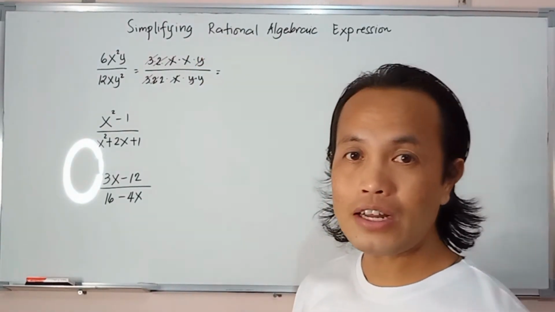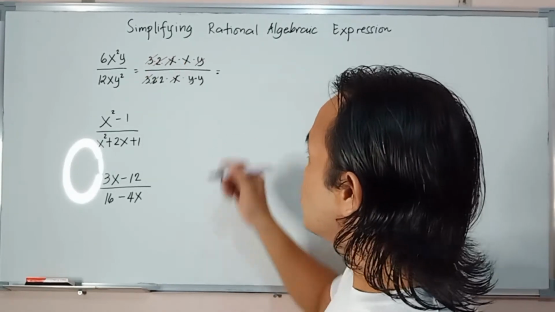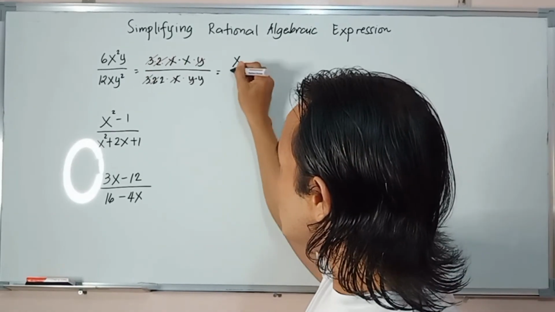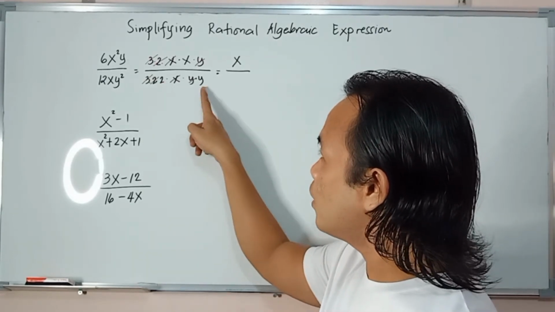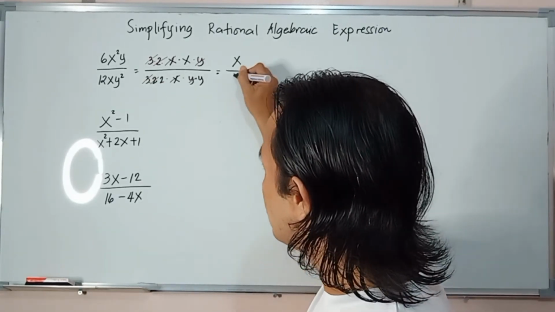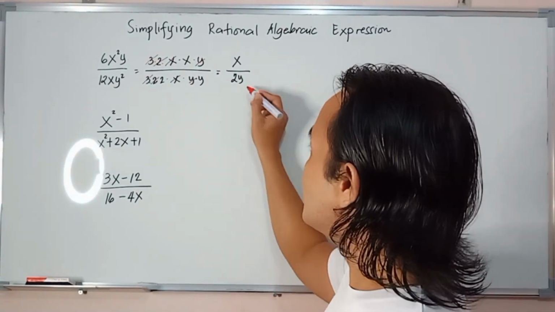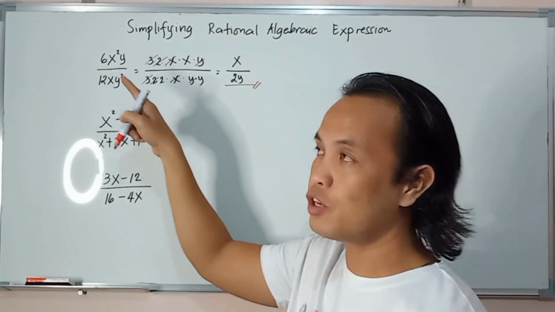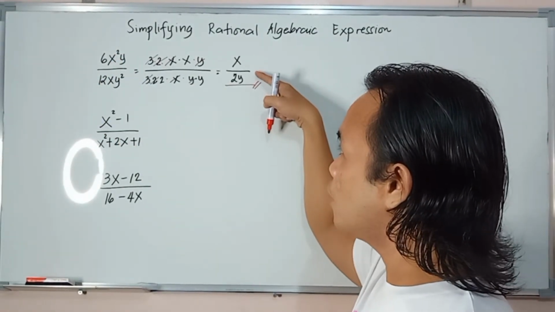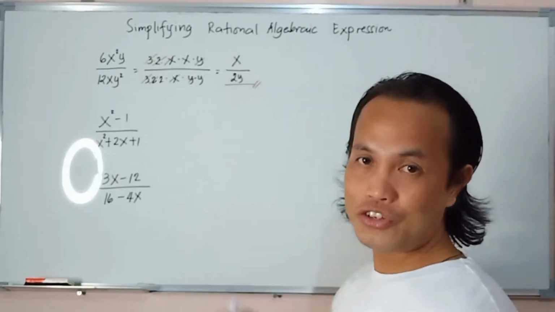So the remaining factors in the numerator, we have here the x. So what remains in the numerator is x over, the denominator is, we have here the 2 and the y. So we have 2y. So our answer, our simplified form for this rational algebraic expression is x over 2y. So this is now our final answer.